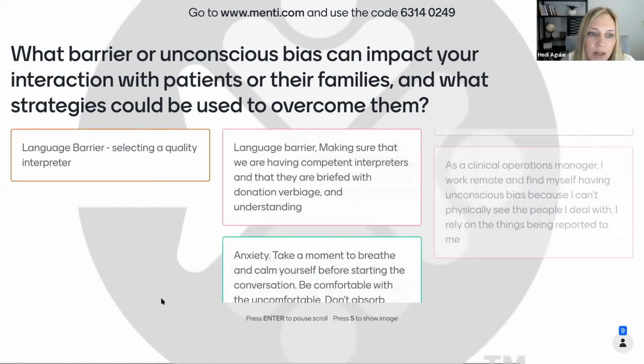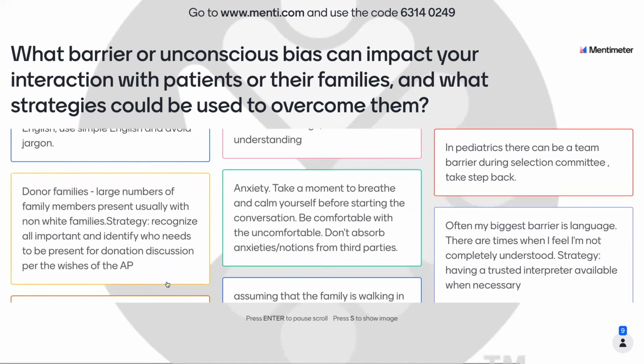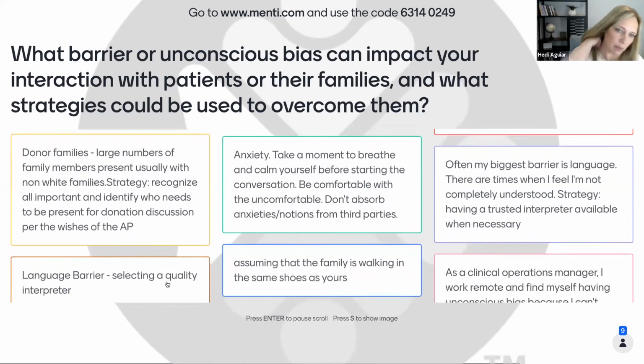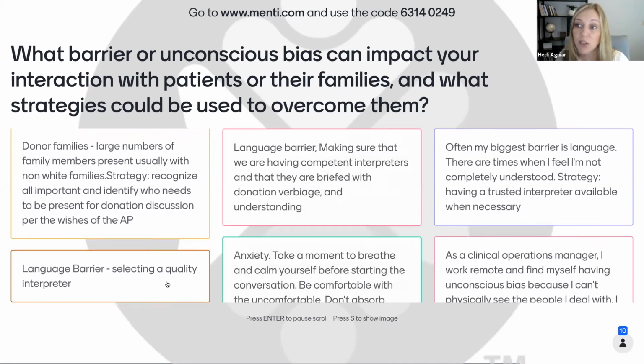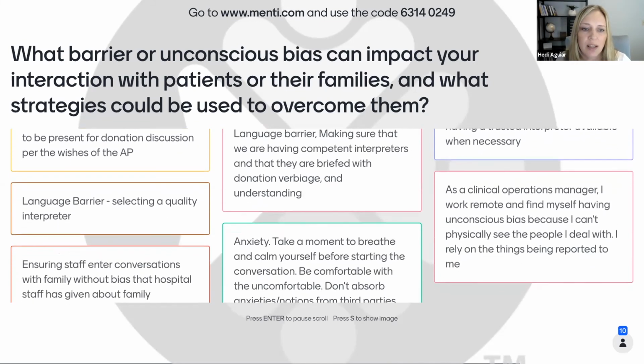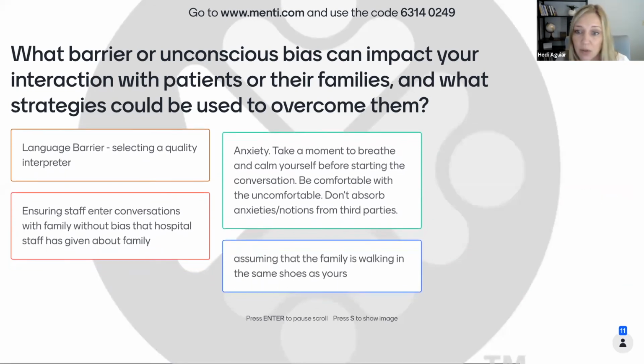Yes, selecting a quality interpreter. A couple of you said that on language barriers. That is definitely a challenging one. A former colleague of mine said he used to have the interpreters arrive a little early, and he would screen them first and make sure that he was on the same page with them. And if he didn't feel like they could get on the same page, he would ask for another one.